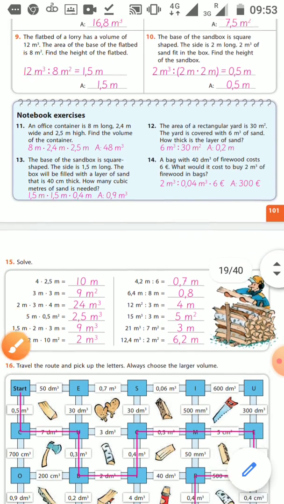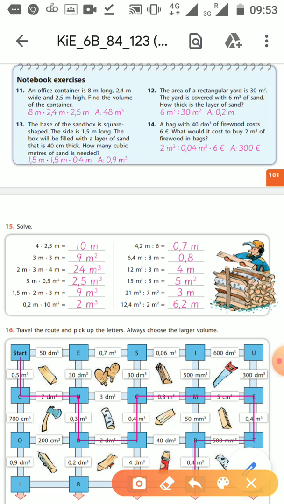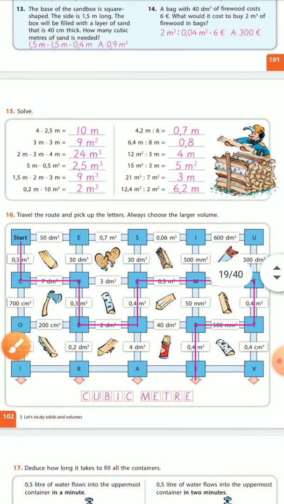These are the notebook exercise answers. Again, more word-based questions here. 11, 12, 13, and 14 there. In this example, an office container is 8 meters long, 2.4 meters wide, and 2.5 high. So you just times those 3 numbers, okay, to get your answer on there. Okay. These are straightforward multiplication and division problems.